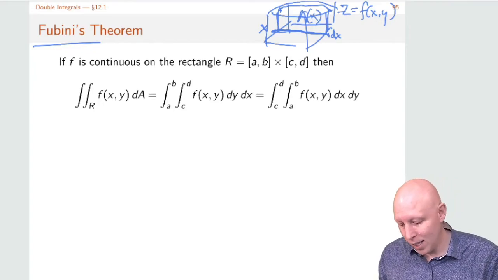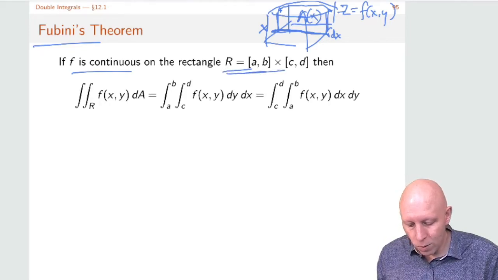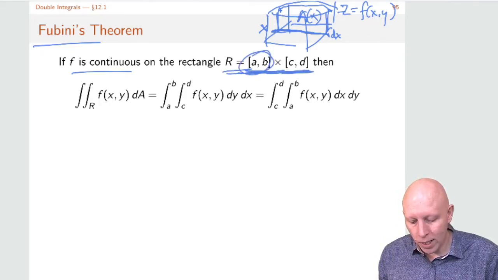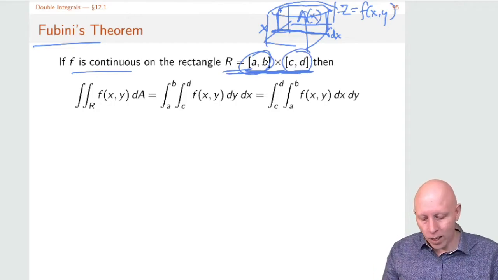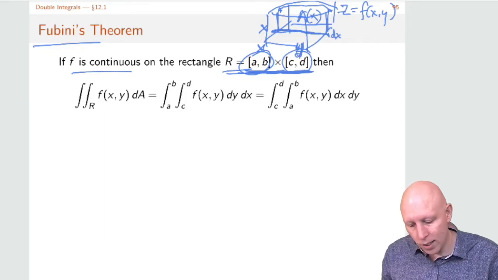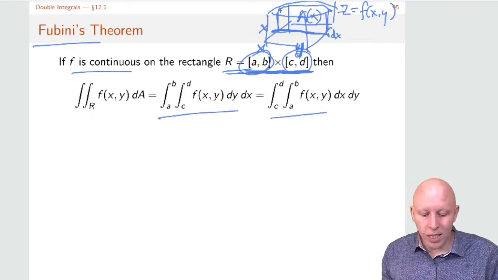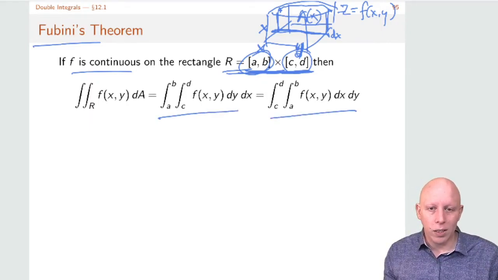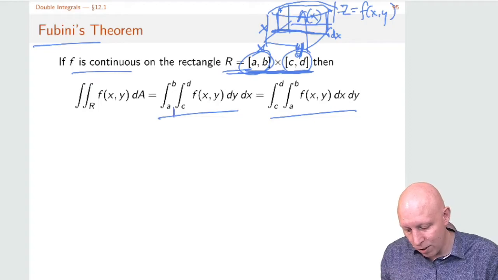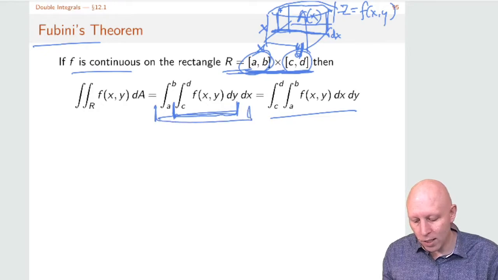Fubini's theorem says that if you have a continuous function and your region is a rectangle, where the rectangle goes from a to b in the x direction, this is always the x direction, and on the y-axis it goes from c to d, then you can freely interchange the order of integration. That is, if you took the integral with respect to y first, and then with respect to x, that's the same as if you took the integral with respect to x, and then with respect to y.